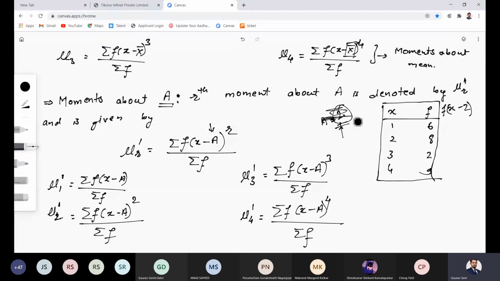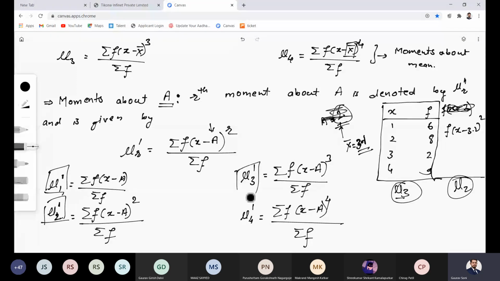Whereas if I find out a mean for this data, say x bar is equal to 3.1, and I'm finding out the column f into x minus 3.1 square, then I will get mu 2, mu 3, because 3.1 is the mean. Whenever you have the mean, you will get mu 3, mu 2, mu 1, and so on. If it is not a mean, then what we are getting is mu 1 dash, mu 2 dash, mu 3 dash, mu 4 dash. If you have any doubt in moments about mean and moments about an arbitrary number a, please ask. Or else I will go ahead with examples.